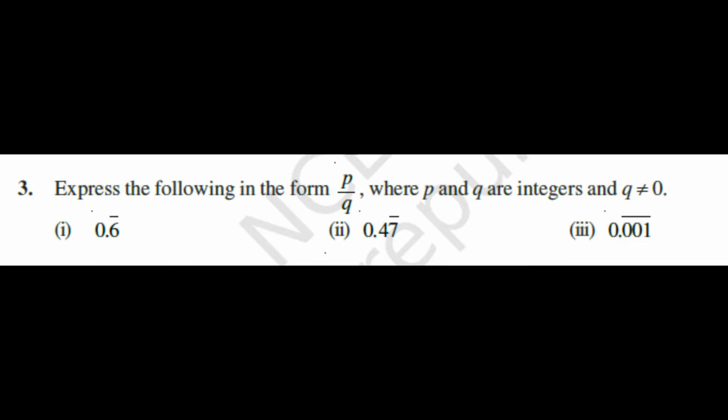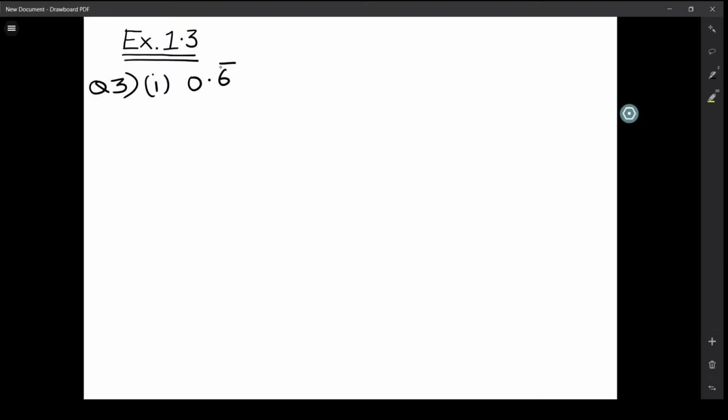We'll move to the third question of the exercise. It says, express the following in the form P by Q, where P and Q are integers and Q is not equal to 0. It has 3 parts. So here we have 0.6 with a bar over the 6, which means 6 is repeating itself. Now, there's a simple technique to do this. We assume this number to be x, and now what we're going to see is how many digits after the decimal point is the repetition happening. So it's just a single 6 digit which is repeating itself.